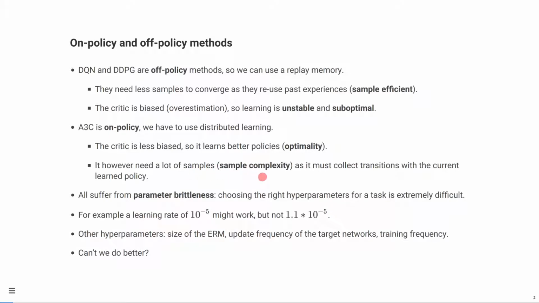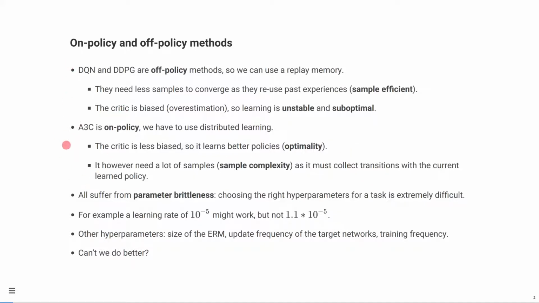But of course, because you don't reuse the past, you need a lot of transitions, and that creates a sample complexity. You need to interact a lot with the environment in order to learn that better policy. So that's two sides of the same coin. Either you don't need that many samples, but the policy is worse, or you need a lot of samples and the policy is better.